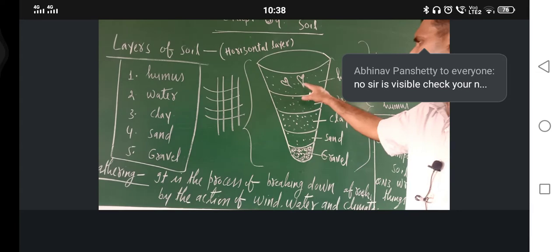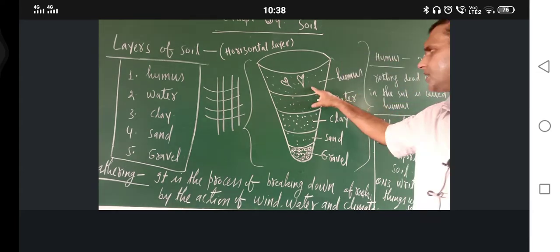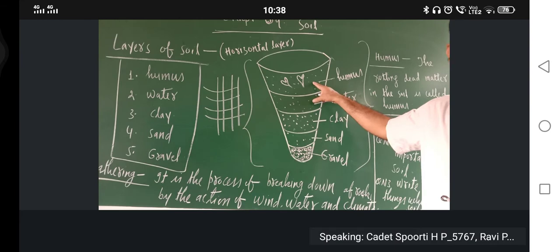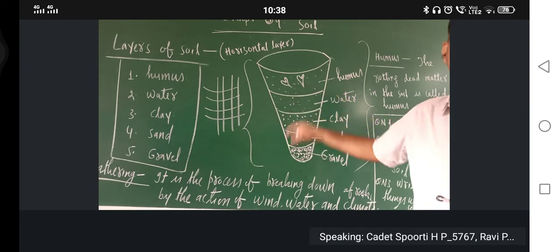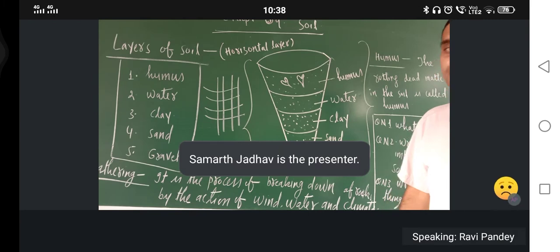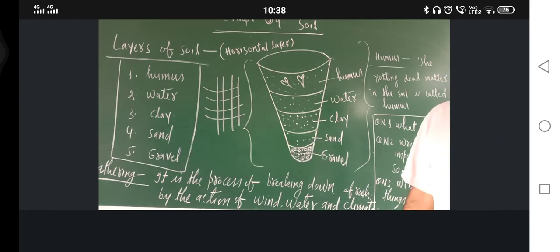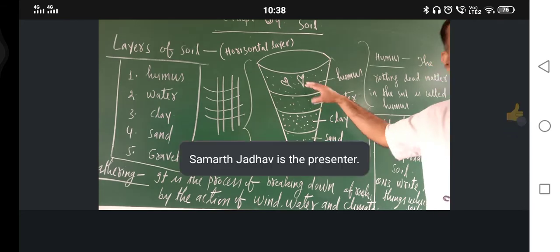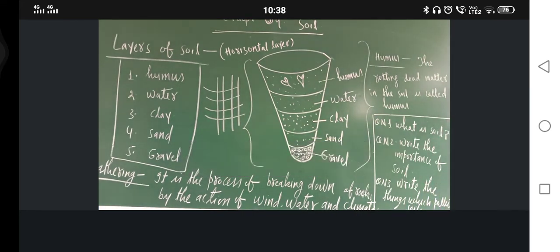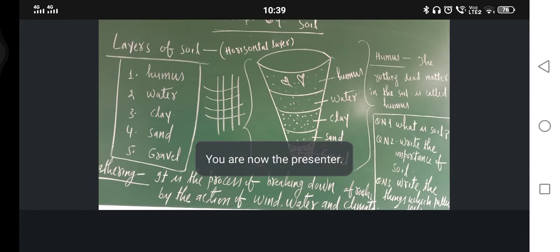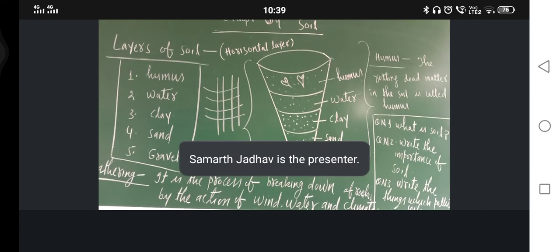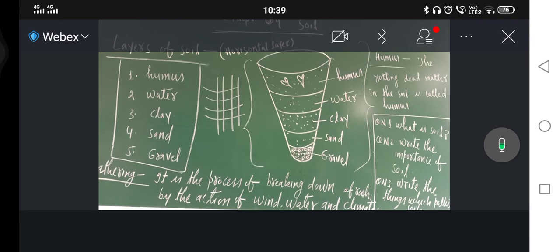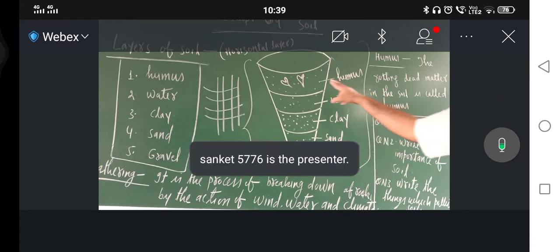The first layer is the humus. In humus, what is there? This is what makes the soil fertile. This layer is very important, and on the basis of humus only the fertility of soil is determined. Some soils are very fertile because their humus layer is very thick. Some soils are less fertile. When I teach you the types of soil, you will see how humus makes a difference in different types of soil. So the first layer is humus.